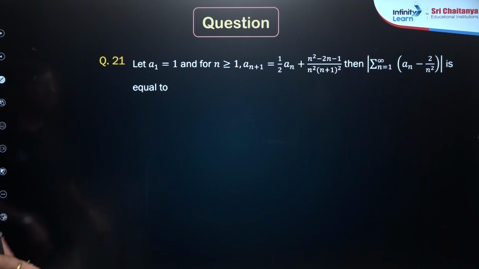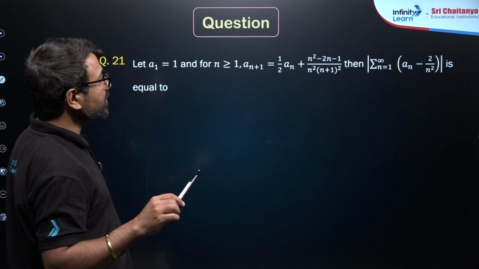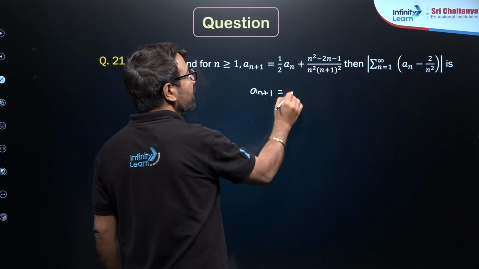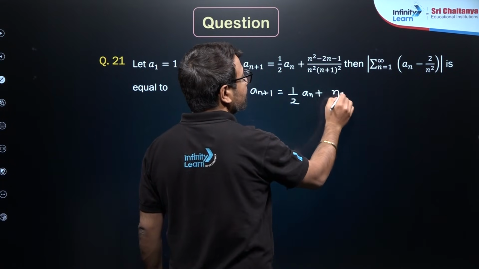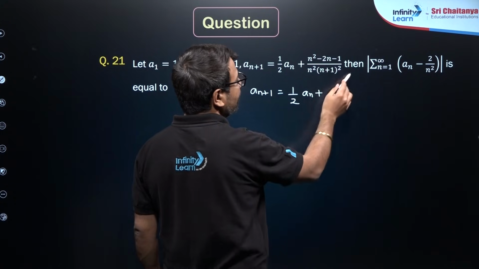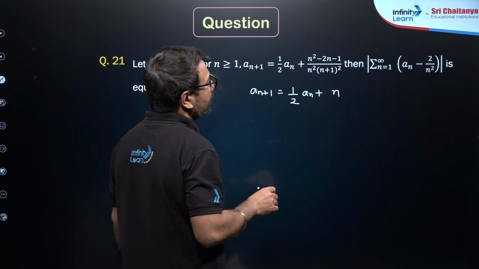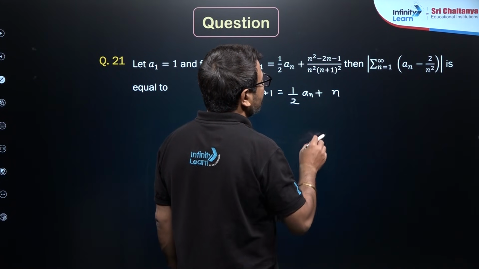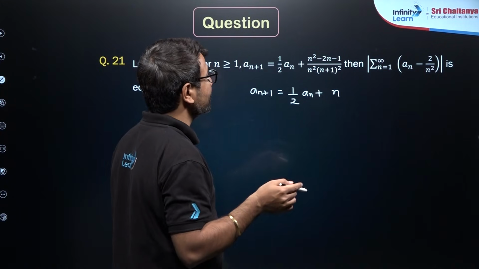Are you able to understand this? Now here the first term a1 is 1, a(n+1) is given in terms of this. So a(n+1) is half times a(n), and if you express this into two parts, you are having n square minus 2n minus 1 of this particular way. So you will be able to see here that, can you express as a difference of this?